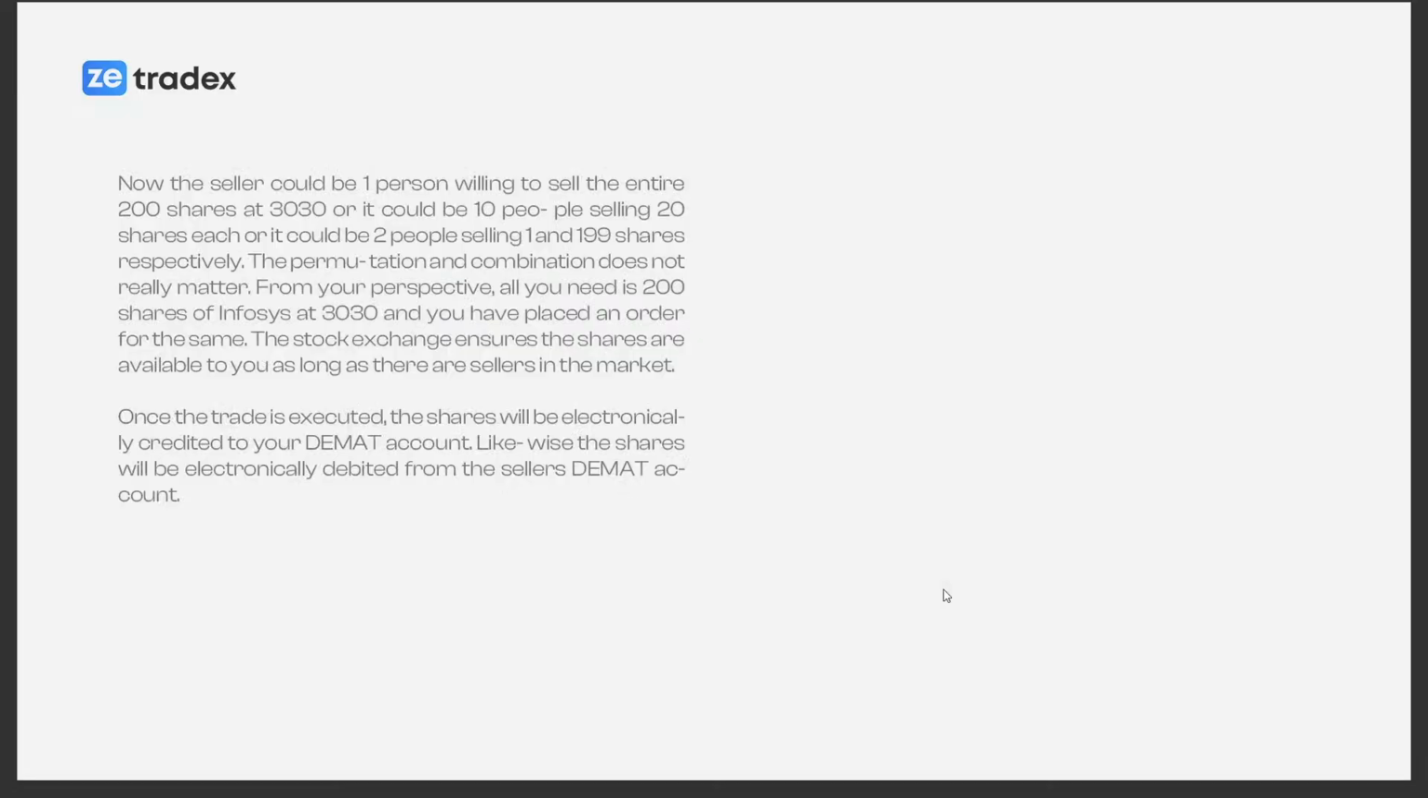Now the seller could be one person willing to sell the entire 200 shares at 30.30, or it could be 10 people selling 20 shares each, or it could be two people selling 1 and 199 shares respectively. Now the permutation and combination does not really matter. From your perspective, all you need is 200 shares of InfoSystems at 30.30, and you have placed an order for the same. Now, the stock exchange ensures that the shares are available to you as long as there are sellers in the market. So once the trade is executed, the shares will be electronically credited to your demat account. Likewise, the shares will be electronically debited from the seller's demat account.